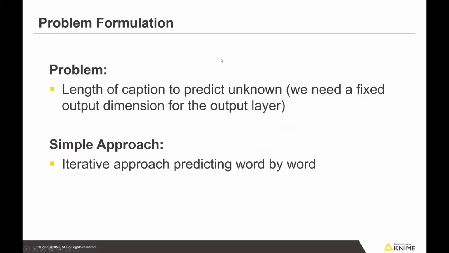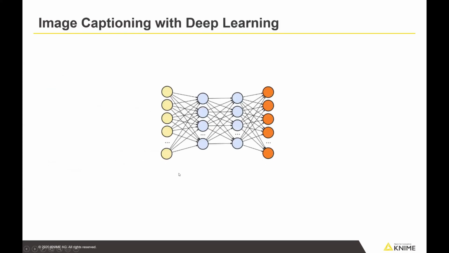So here the problem is that usually the length of the caption, so the number of words in the caption, is previously not known. So there could be 5 words describing images, or there could be 15 or 10. And in deep learning, we usually require fixed output dimensionality. So the length of the output is unknown. However, there's a simple approach, and there are many approaches to do image captioning, but we will show you the simple one, which is that we have this iterative approach where we predict word by word. So how could this look like?